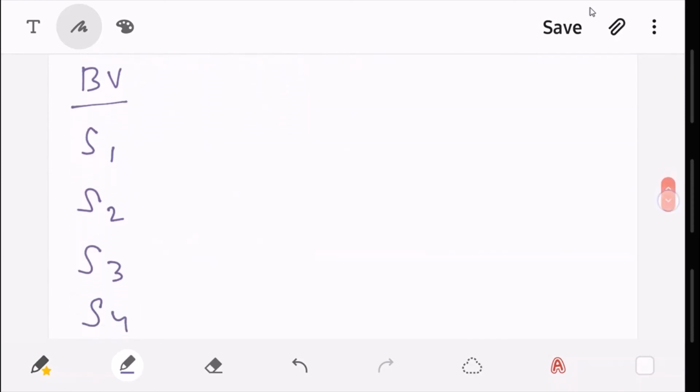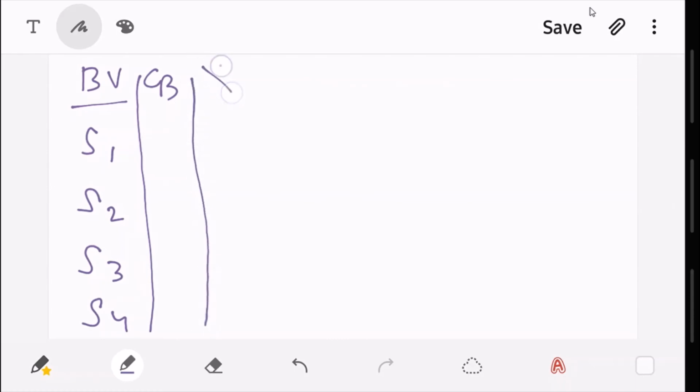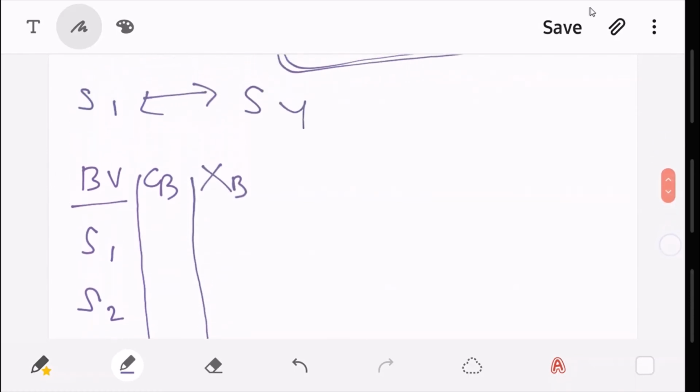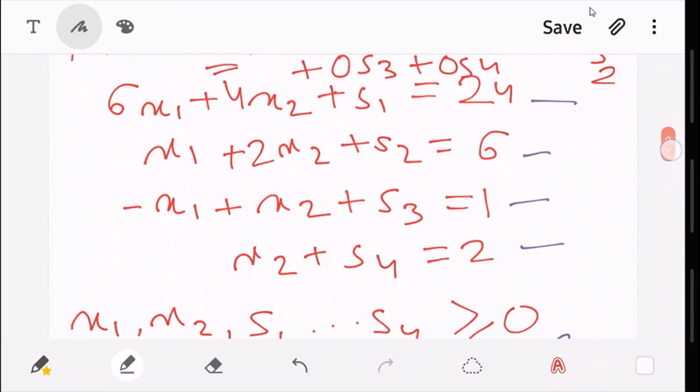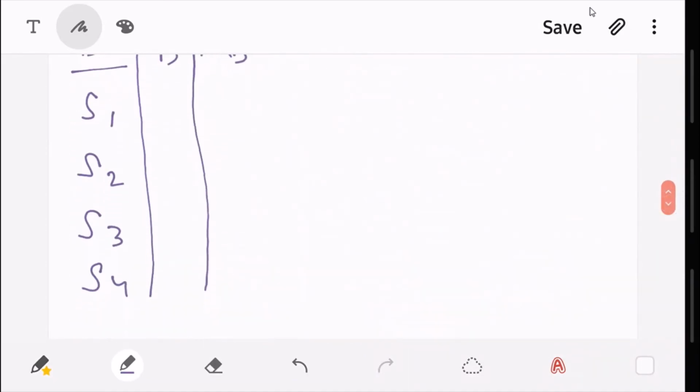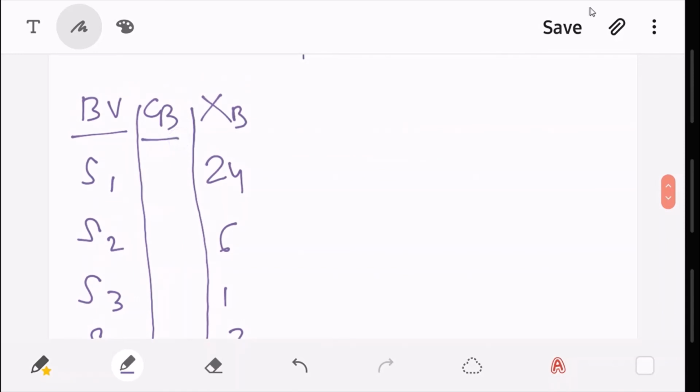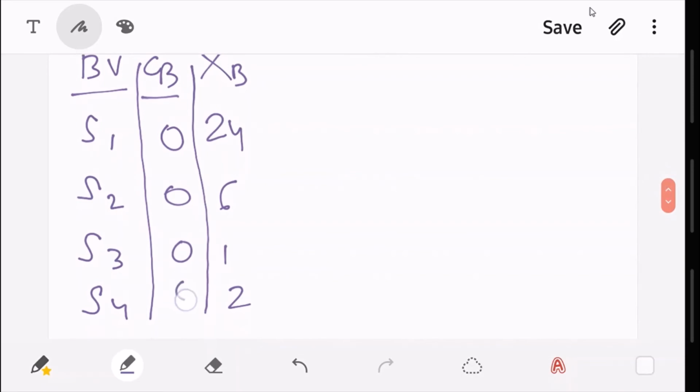Next we will write CB, the coefficient values. Next XB. XB means the solution or the RHS part for the first iteration: 24, 6, 1, 2. S1 is associated with the constraint having RHS 24, and similarly the order is maintained. CB means the coefficient in the objective function. These all are 0 because these are slack variables.